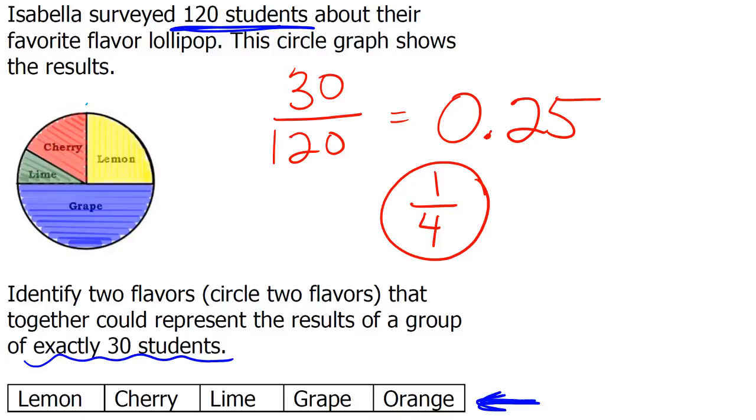I can see that lemon is 1 flavor that covers 1/4, but the 2 flavors I am looking for that make up 1/4 are right here. I'm looking for cherry and lime. So I'm going to highlight and circle cherry and lime because they represent 1/4 of the survey.